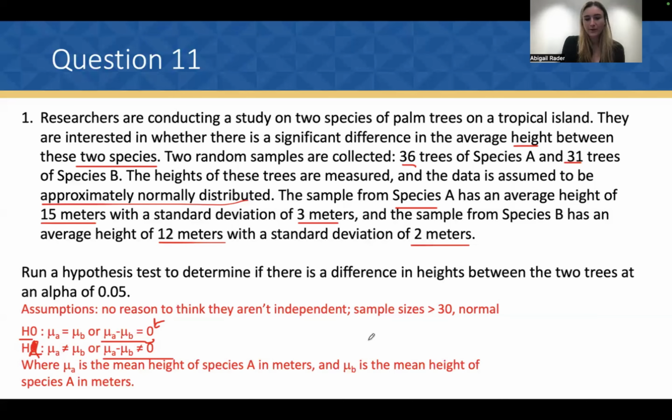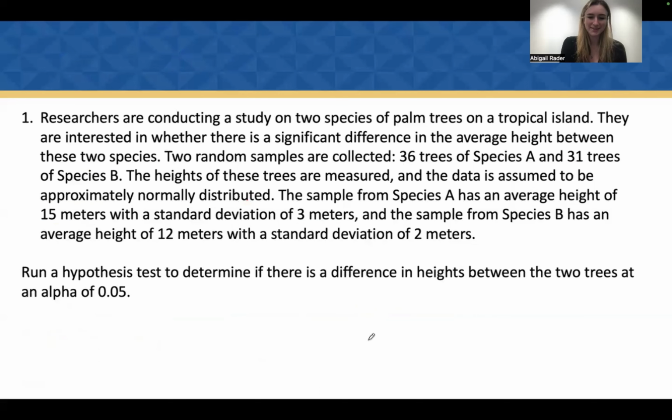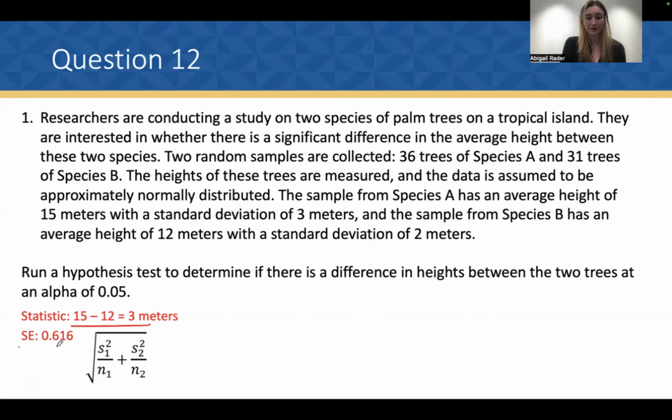And now we're going to run through our actual t-test. So how do we do it? Well, we need a test statistic, which is just the mean difference. So 15 minus 12 is 3 meters. Now we need the standard error. And that's this formula here, where you take the standard deviation of one group squared over the n of that first group, plus the standard deviation of the second group squared over the n of the second group, and then you take the square root. If we do that, we get 0.616.